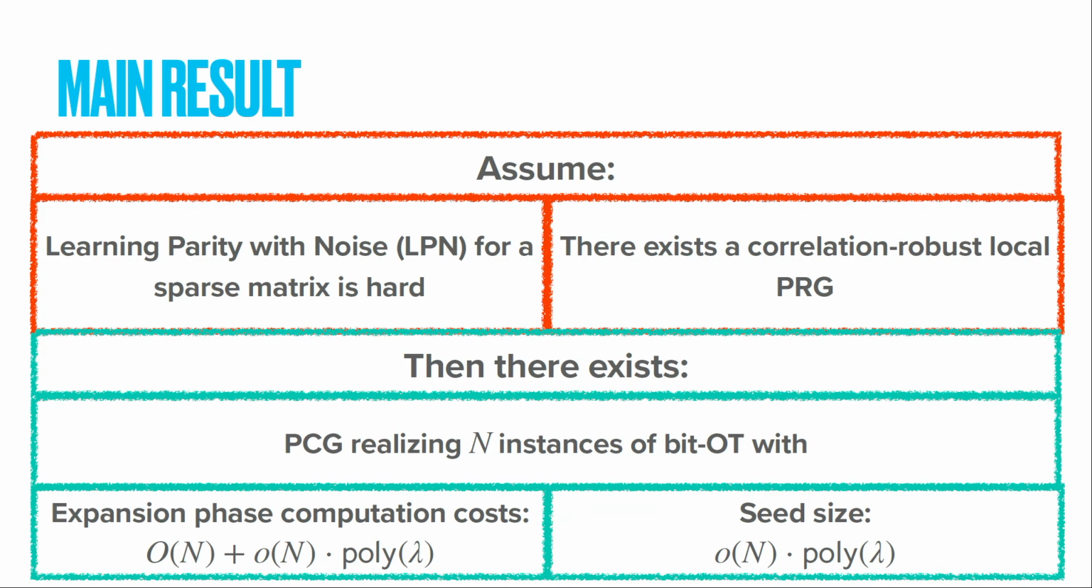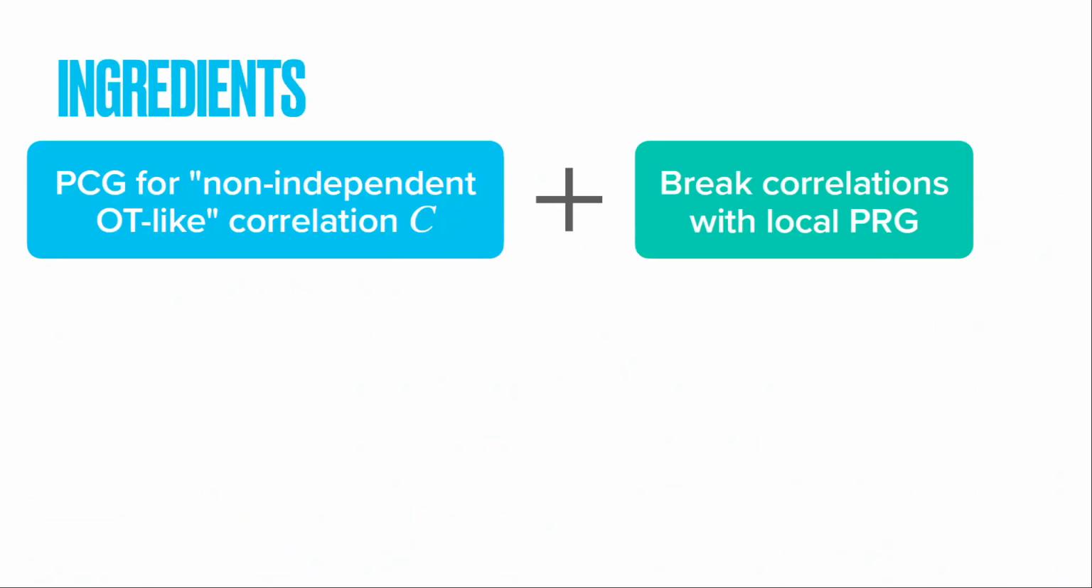And in my remaining time, I guess I have 6 minutes, leaving time for questions, I'm just going to do my best to give you a flavor of the ingredients which go into our construction. This first ingredient here, this PCG for non-independent OT-like correlation C. Okay, there's a lot of hand waving here.